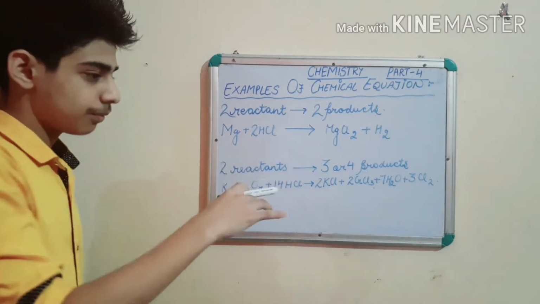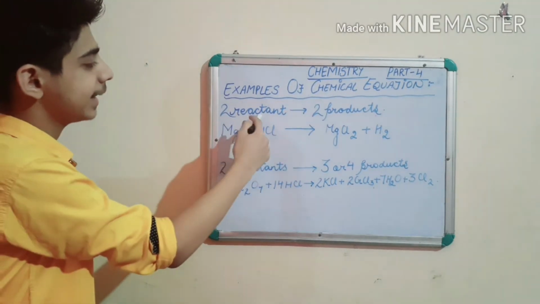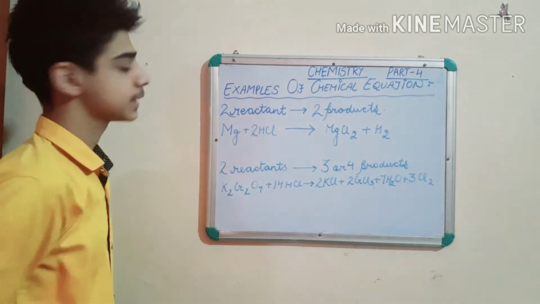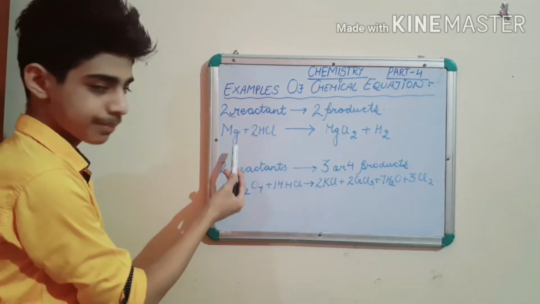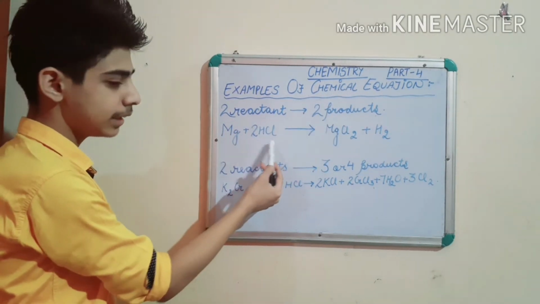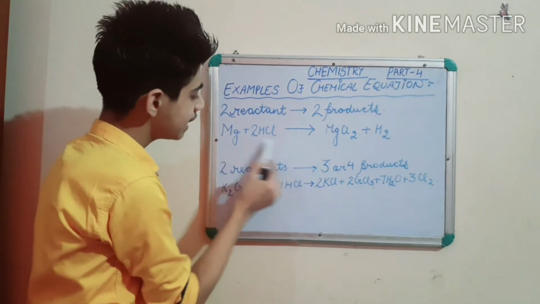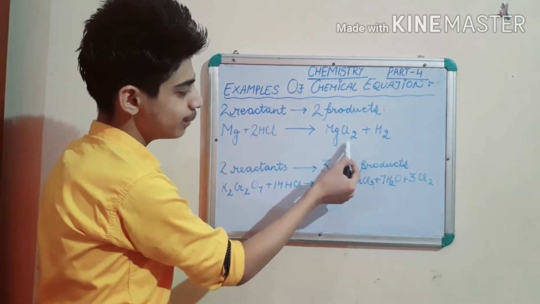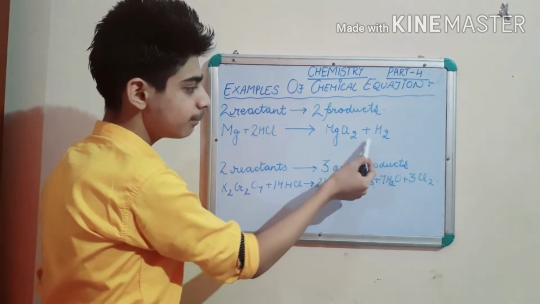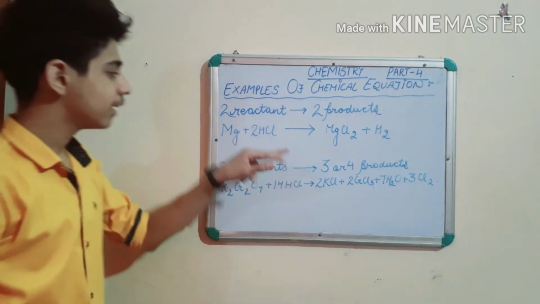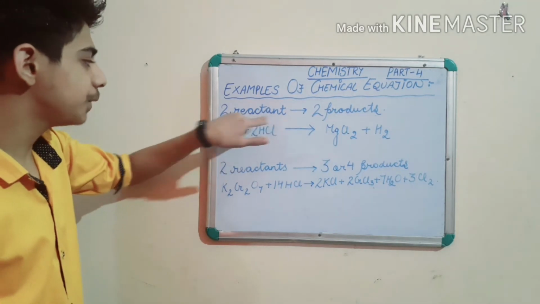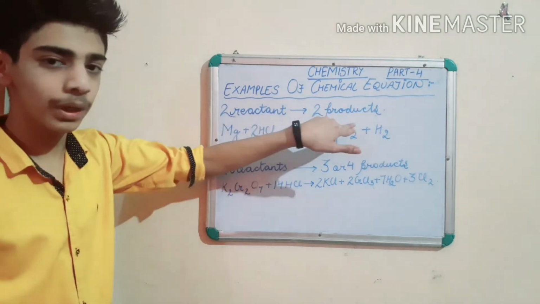See, now what we have taken, 2 reactants can give you 2 products: magnesium, Mg, plus 2HCl, hydrochloric acid. When they react, they will give you MgCl2, magnesium chloride, plus hydrogen. So by this reaction we conclude that 2 reactants can give you 2 products.